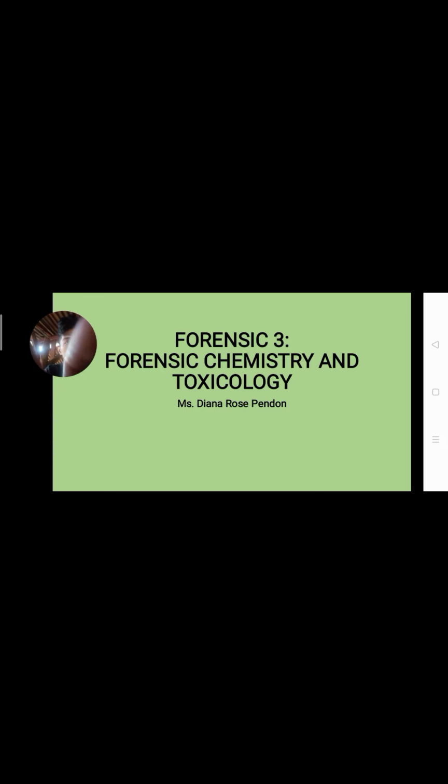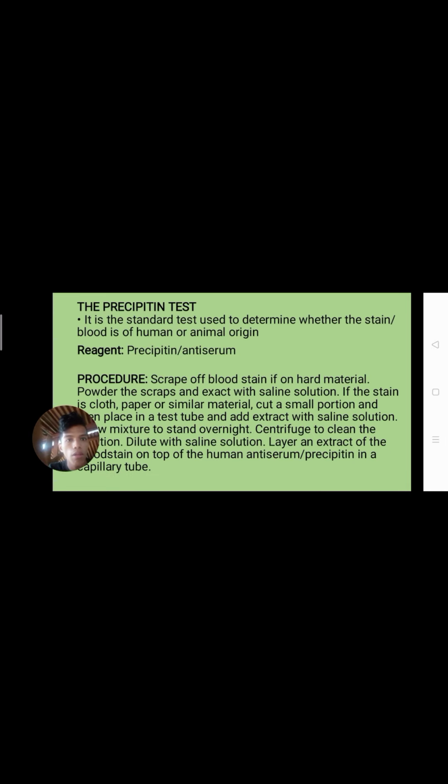So, my topic is all about the precipitin test. The precipitin test is the standard test used to determine whether the stained blood is of human or animal origin. Kaning precipitin test is mao ni siya ang test or examination kung asa ma-determine kung ang dugo ba is gikan sa tao or gikan sa hayop. So, ang reagents or ang substance nga ginagamit sa precipitin test is precipitin or anti-serum.